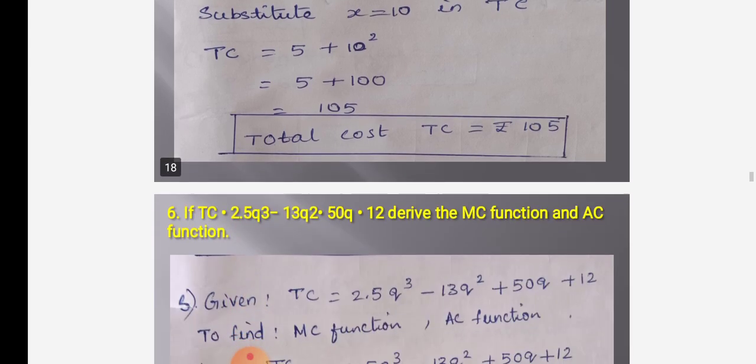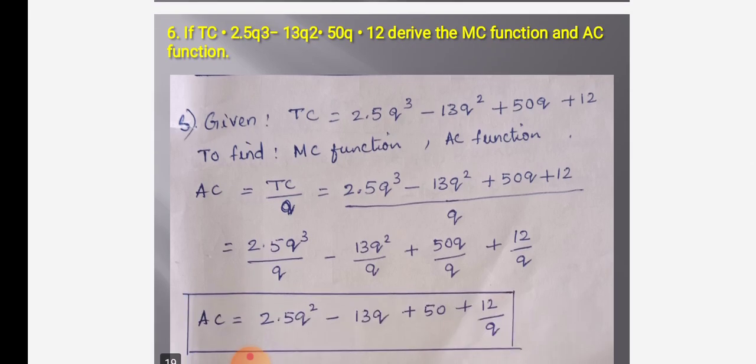Now the next sum is question number 6, part C. You are again given the total cost function to be 2.5q cube minus 13q square plus 50q plus 12. This is the total cost function. You are asked to find marginal cost function and average cost function. Average cost function is very simple. You have to just find the average. TC by Q is the average cost.